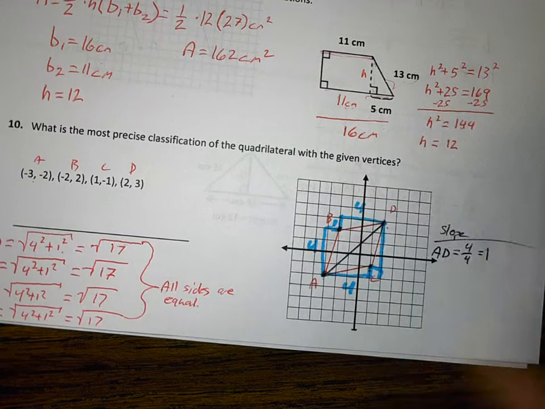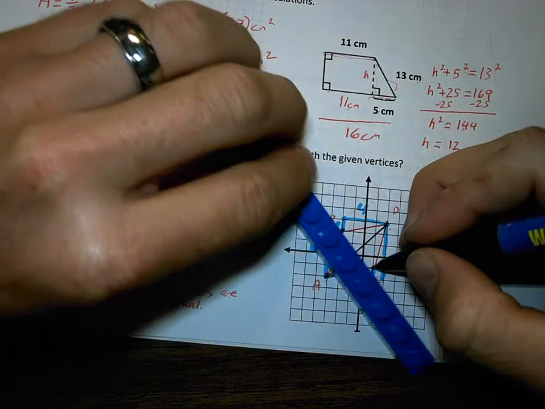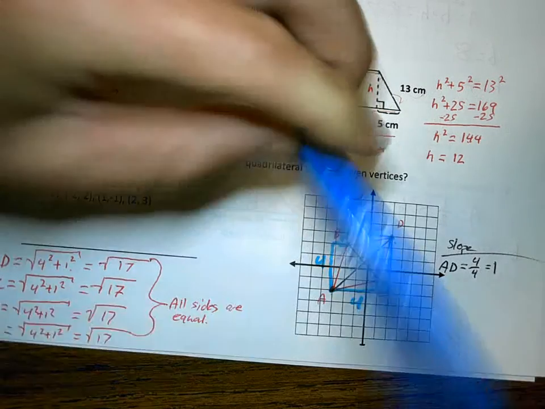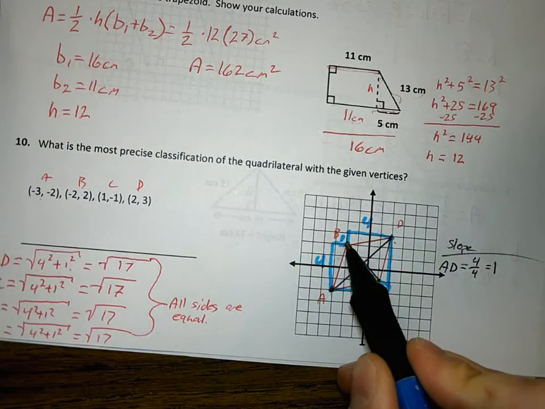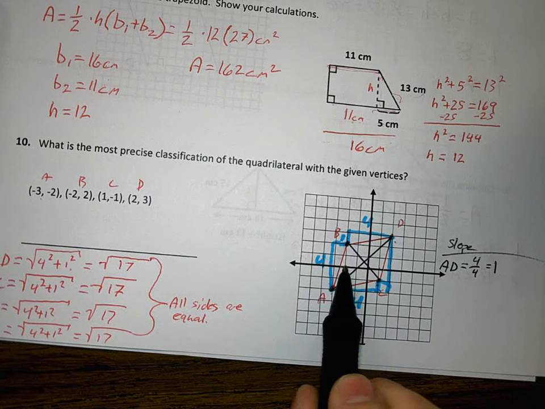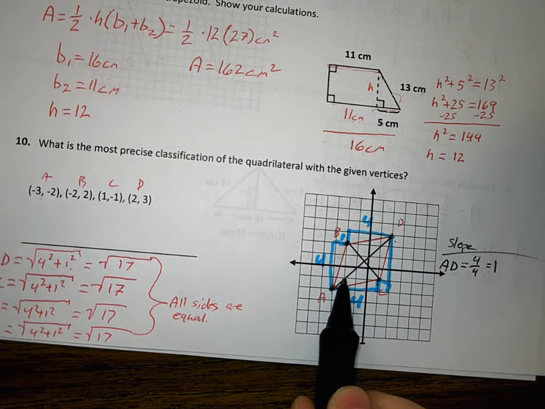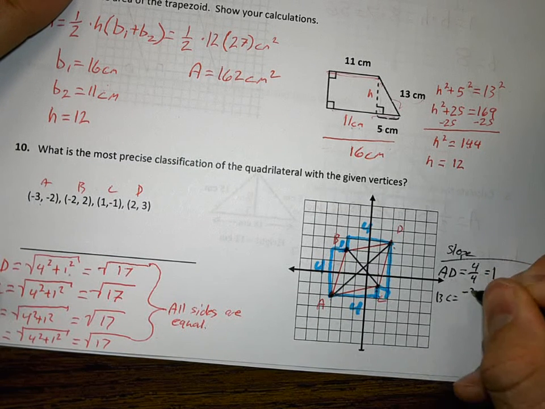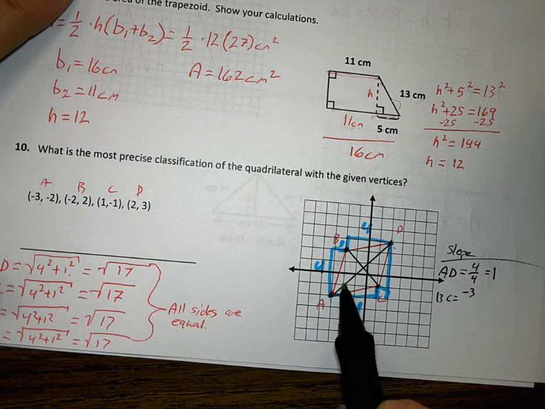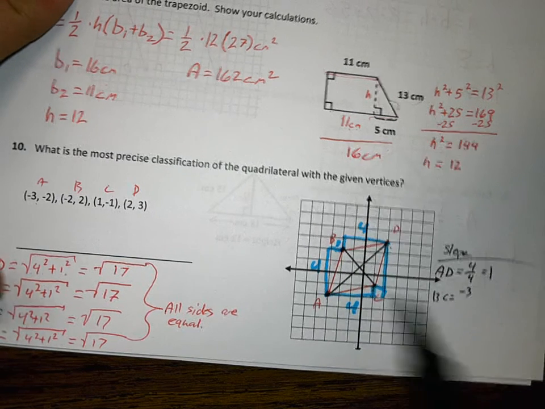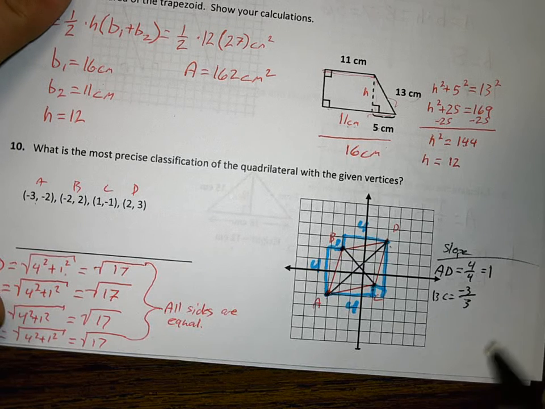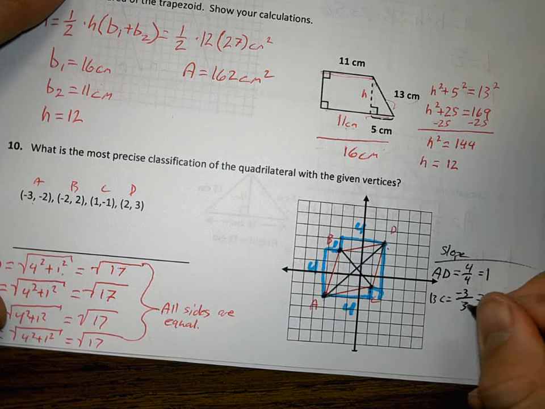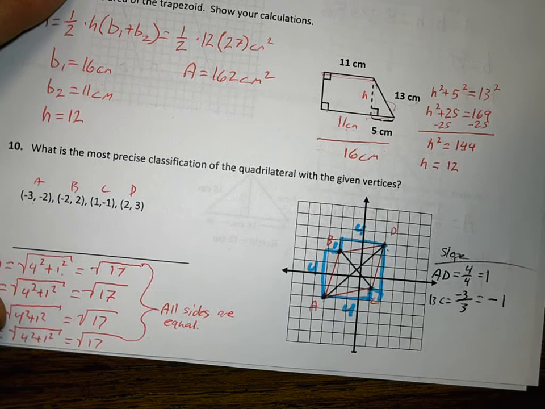Now I want to find the slope of BC. I'm going to start at B. I'm going to count down 1, 2, 3 spaces. So that's -3 on top. Then I count right 1, 2, 3 spaces, +3 on bottom because I went right. -3 over 3 is -1.